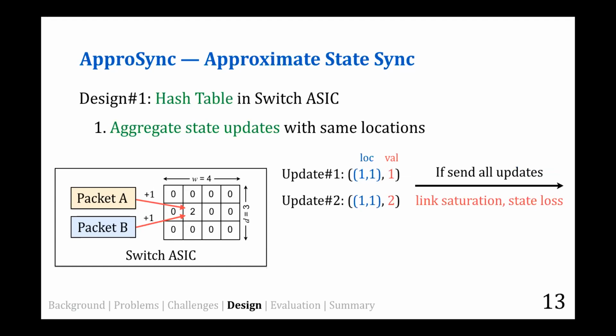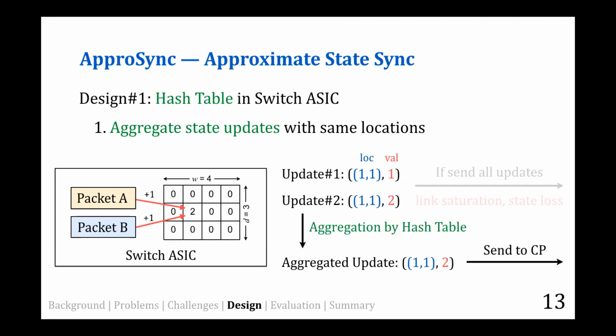We assume that the link connected to the control plane only supports synchronizing one state update at a time. So if we directly send the two state updates to the control plane, just like what traffic mirroring does, the link is congested and state loss happens. To avoid state loss when synchronizing state updates, the hash table aggregates the state updates that access the same switch counter. For example, the two state updates incurred by packet A and packet B update the same switch counter. So they are merged into one aggregated update that changes the state value into the final result 2. In this way, the hash table reduces the amount of state updates to be synchronized, which reduces link load.